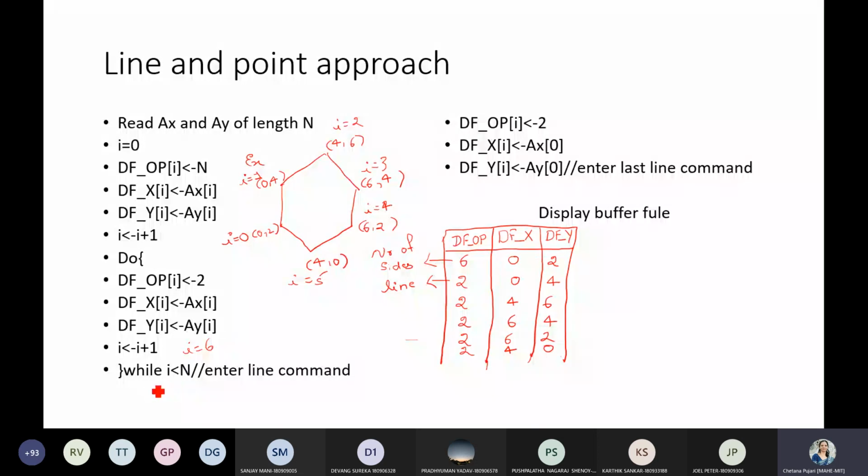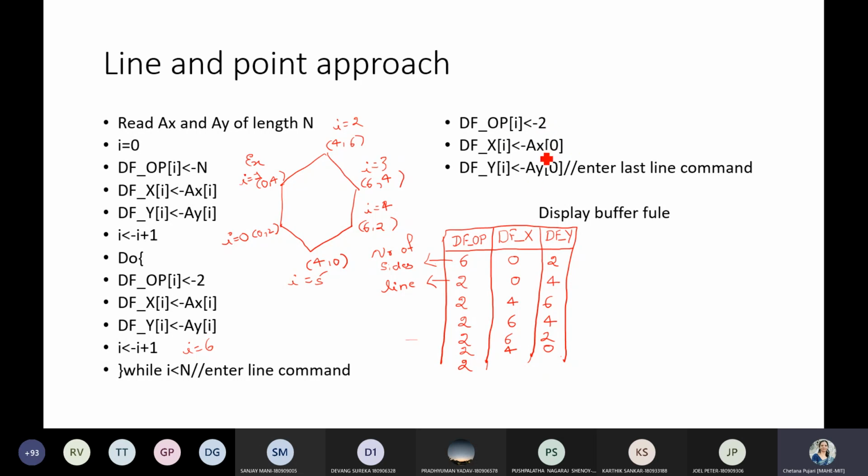So now we are going to check the condition. When i equals 6, is it less than 6? No, because it is equal to 6. So you will come out of this loop and you are going to execute this. Again, in this case, you have instruction as 2. You again want to draw a line. Okay, where you are going to draw a line.